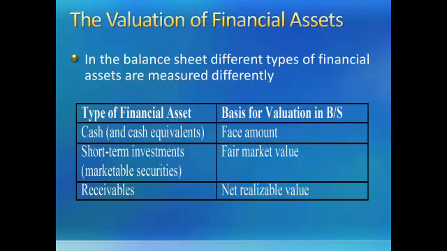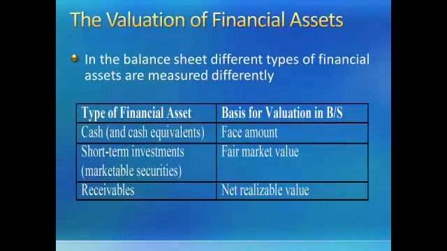Short-term investments in marketable securities are reported at fair market value. Fair market value is the amount that the short-term investment would trade at on the balance sheet date. So the amount that you could buy or sell the short-term investment for on the balance sheet date. Accounts receivable is reported at net realizable value. Net realizable value is the amount of the receivable that you expect to collect. Again, we'll be studying more about short-term investments and receivables in the next two modules.